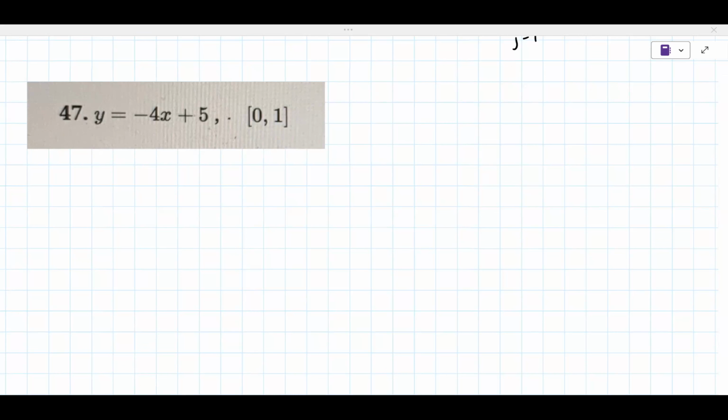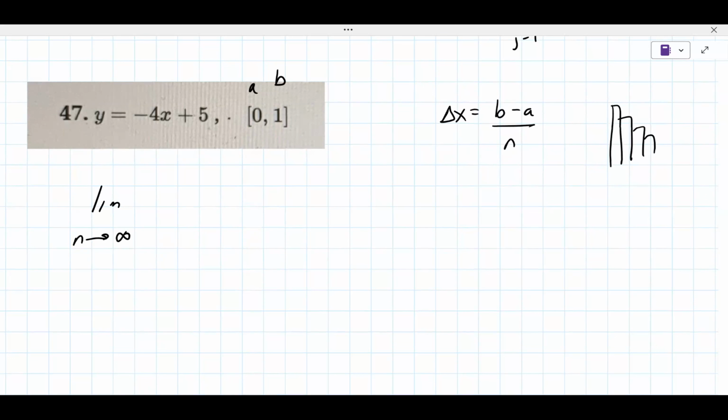Right. So first thing is this delta x is b minus a over n, and this is a and this is b. And then this n, you're taking the limit as n goes to infinity. So think of n as being like 4 subintervals, and then if it's 8, that's 8 subintervals and so on. So you're breaking this up into these little rectangles. Was that covered in the class? Yeah. That's good.